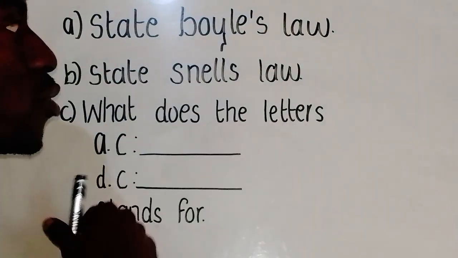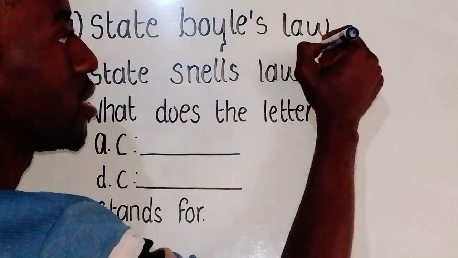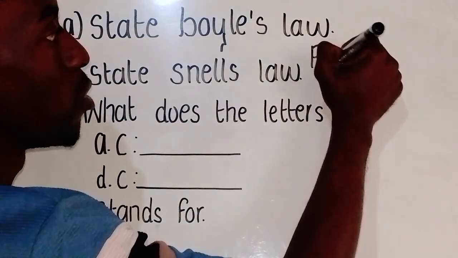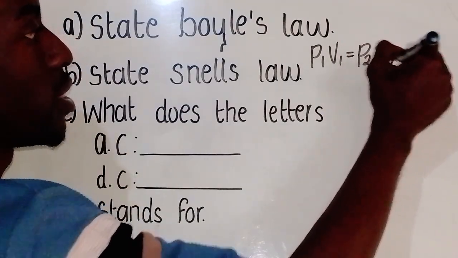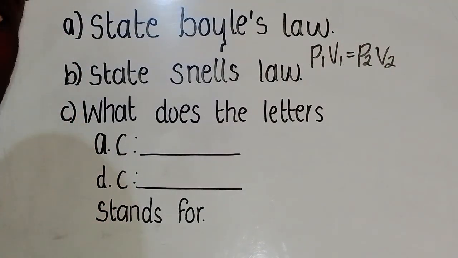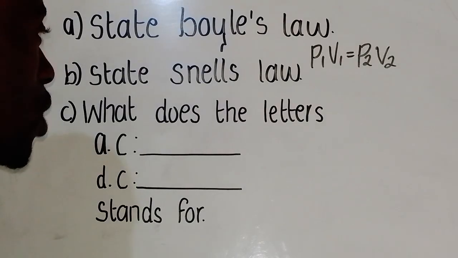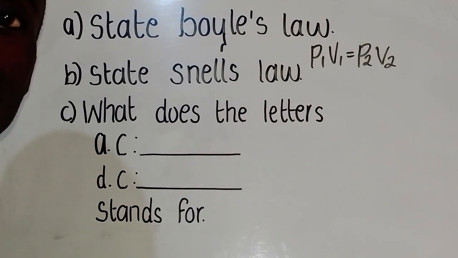Now the formula for Boyle's law is given by this: P1 multiplied by V1 is equal to P2 multiplied by V2. That's the formula for Boyle's law. Now we go to number 2. It's saying state Snell's law.